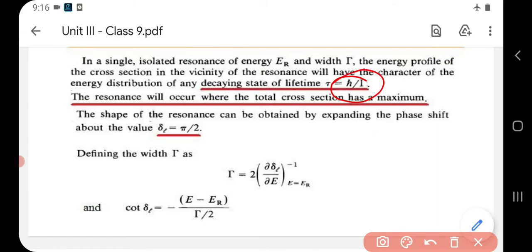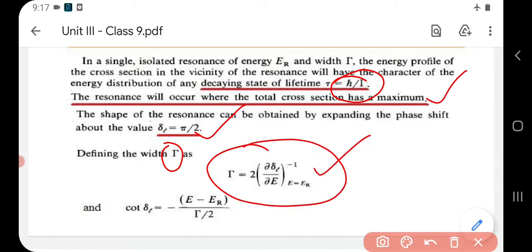Resonance occurs when the total cross section has a maximum. Then the shape of resonance is obtained by expanding the phase shift about the value pi by 2. Now the width tau is defined as this one. It is enough to write this.